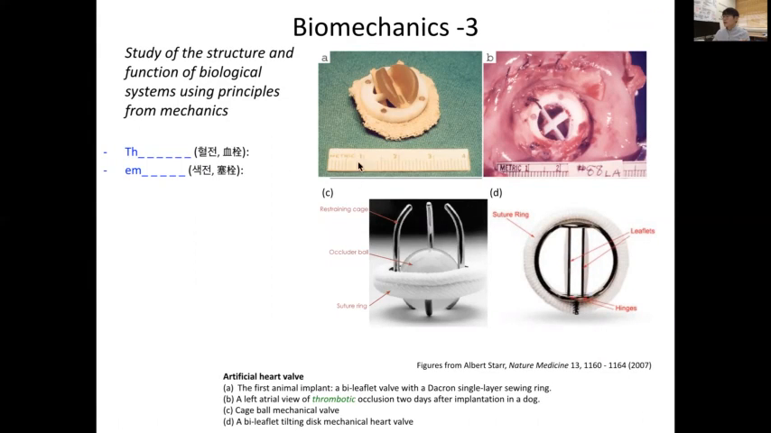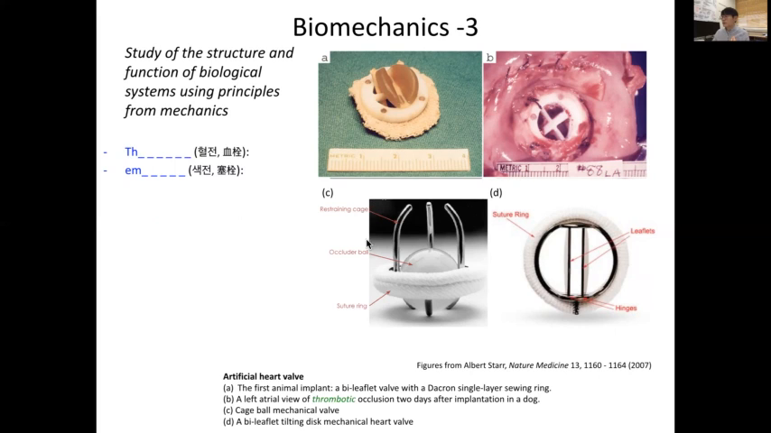So this is an example of a valve replacement. This is called an artificial heart valve, and this is coming from this article. The A is the first animal implant. Throughout medical history, a suffering person with a heart valve problem may need a new heart valve. So humans, especially Albert Starr, started an animal implant trial.